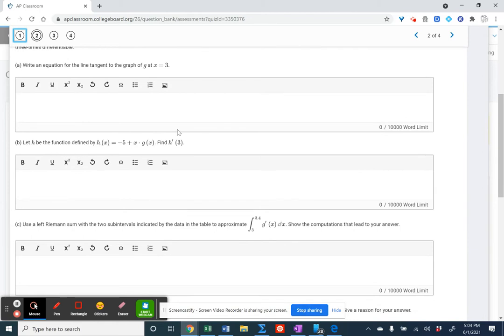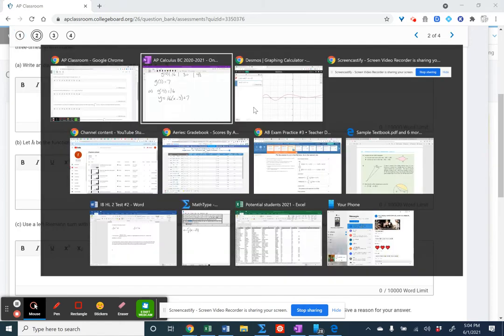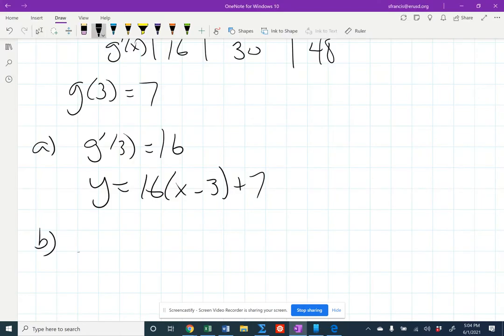Let h of x be the function defined by h of x equals negative 5 plus x times g of x. So h of x is equal to negative 5 plus x times g of x. Let me double check that. Then we want to find h prime of 3.